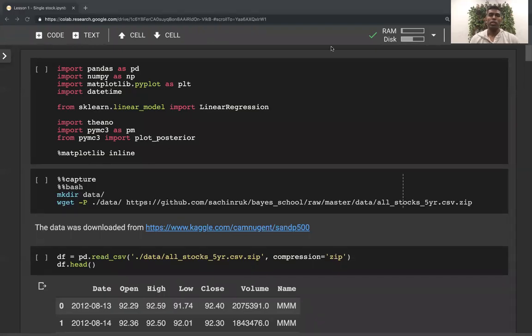Hi everyone, welcome to this tutorial on Bayesian rolling regression. So one of the big concepts that we're going to be talking about in this tutorial is called Gaussian processes, right?